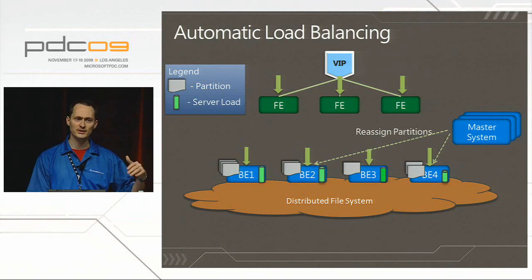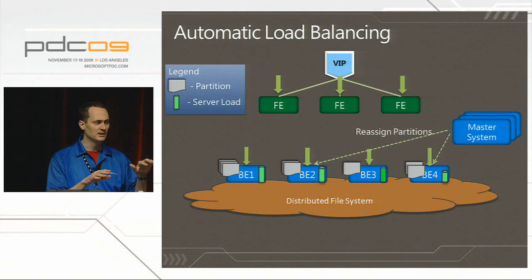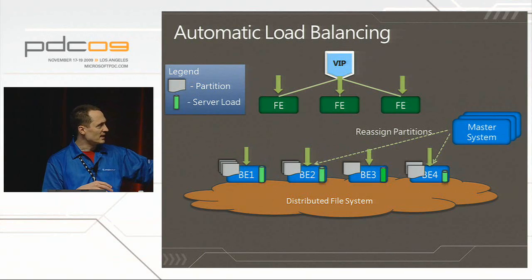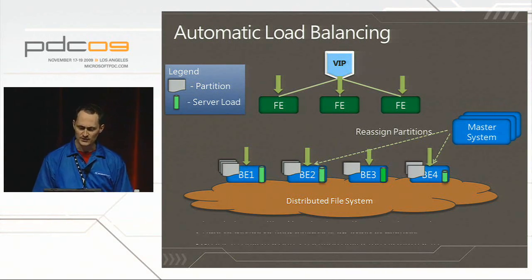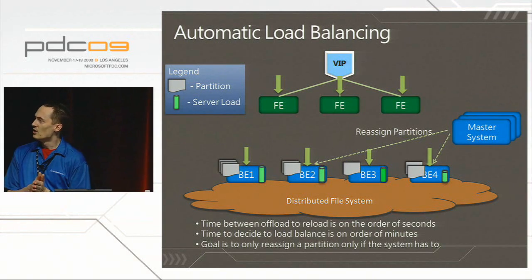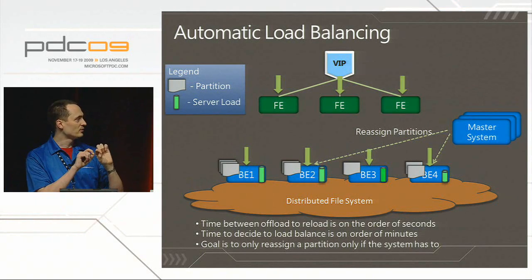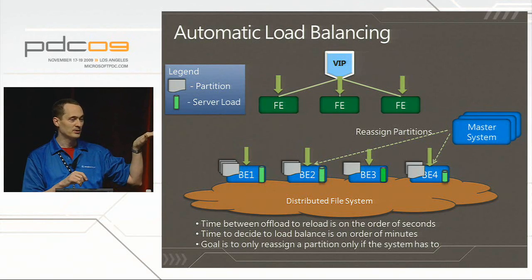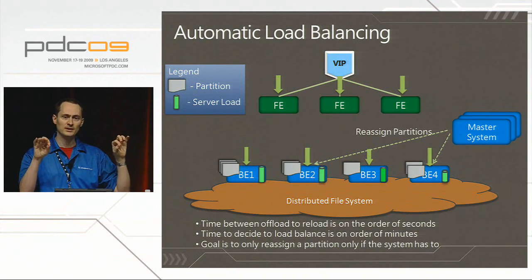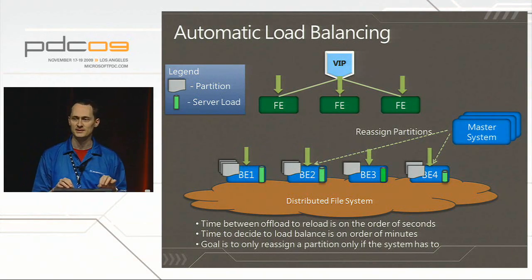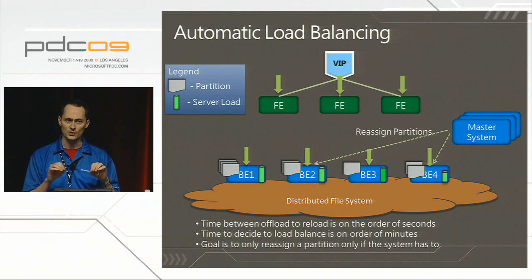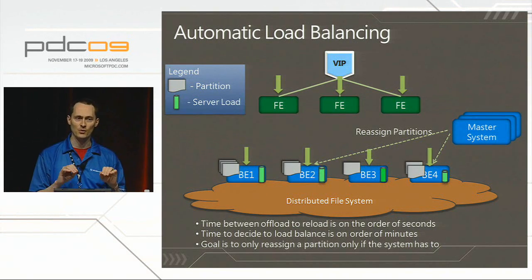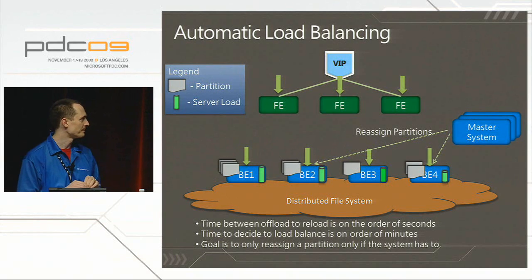Now, just to reiterate, when we do this load balancing, we're not moving any data around. We're just saying, instead of serving that partition from backend 3, serve it right now from backend 2. Now, there's a couple important points I want to go through. One is the time between offload of a partition to the reassignment and the loading of serving that data is on the order of seconds. And we really made this fast so it wouldn't affect the SLA for your accessing your storage system.